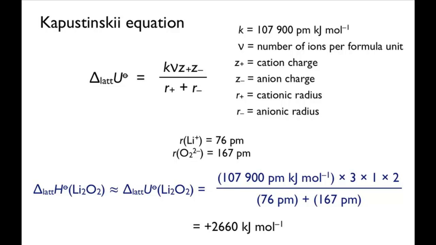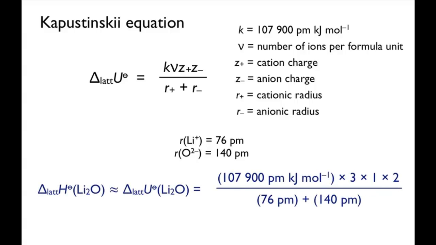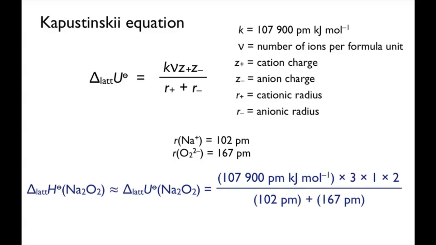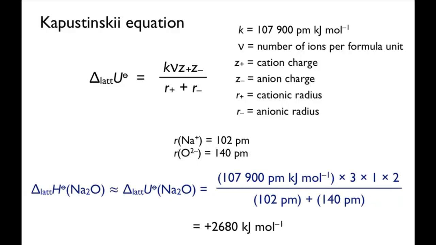The calculation for lithium oxide is similar, with the exception of the ionic radius, which is 140 picometers for oxide. The equation gives a value of the lattice energy of 3000 kilojoules per mole. The calculations for sodium peroxide and sodium oxide are also similar, though the sodium ion is larger with a cationic radius of 102 picometers. The equation gives values of 2410 kilojoules per mole for sodium peroxide and 2680 kilojoules per mole for sodium oxide.